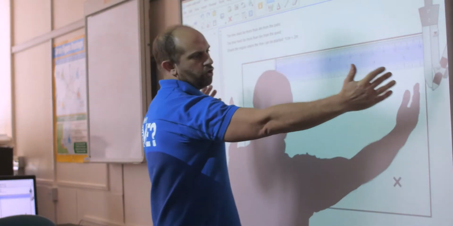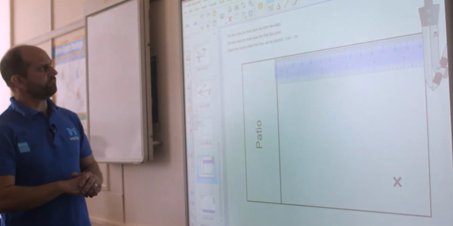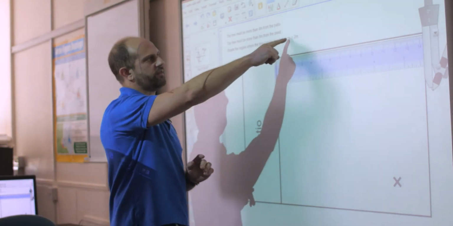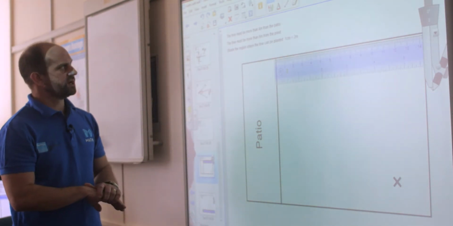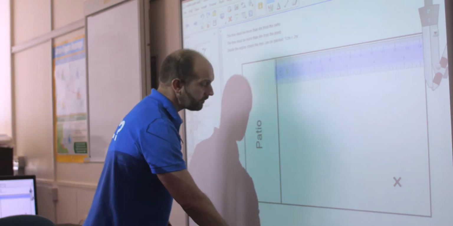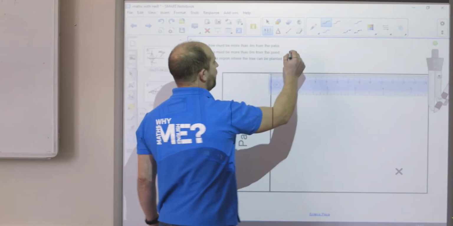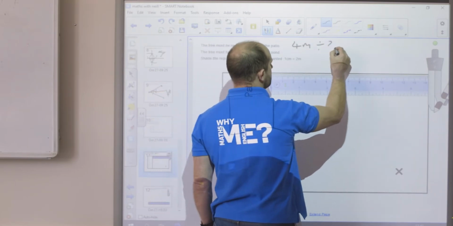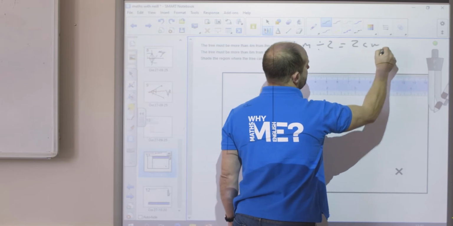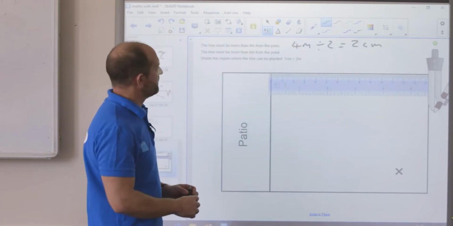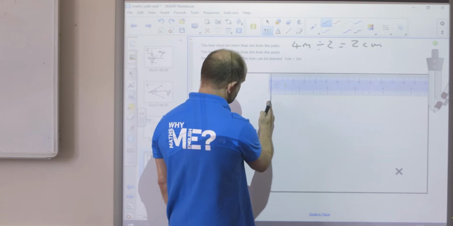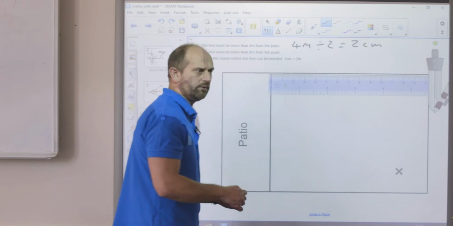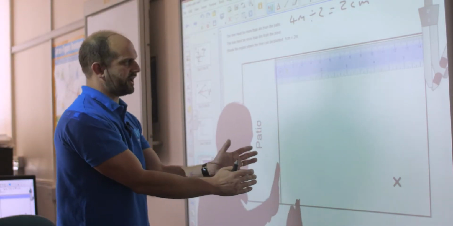So here I've got a drawing, okay, of the same question. The tree must be more than 4 metres from the patio. Remember, my scale then is 1 centimetre equals 2 metres. So if my patio is 4 metres, I'm going to divide that by 2. So therefore, my first piece of work is going to be 2 centimetres. So from the patio out is 2 centimetres, and I'm going to draw a line straight down, and the tree cannot go in this bit here.